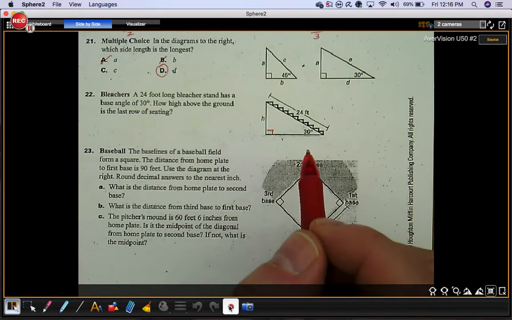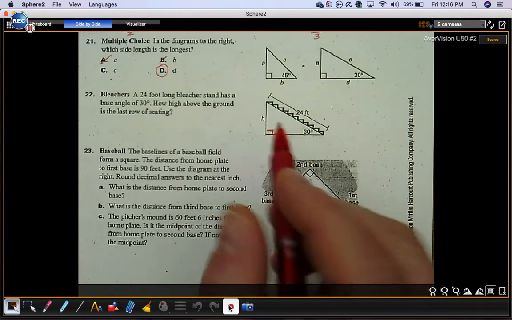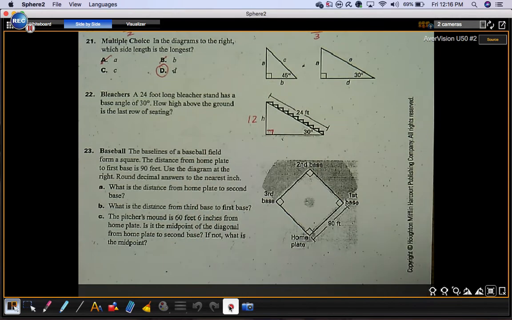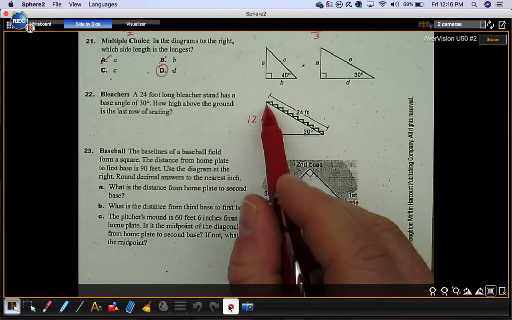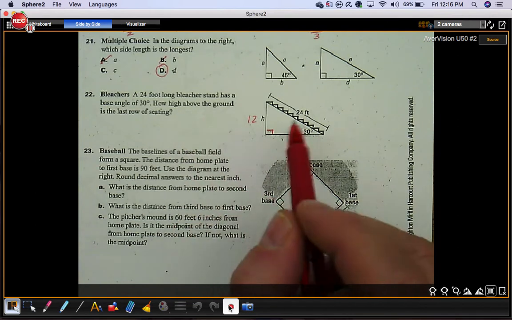If it's a 30, 60, 90 triangle and you know the hypotenuse, then you know that this short leg is half of that. So how high above the ground would those seats be? 12 feet.